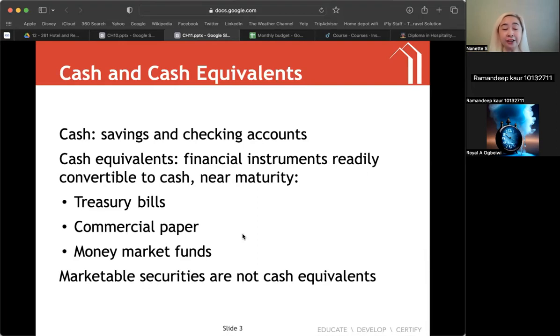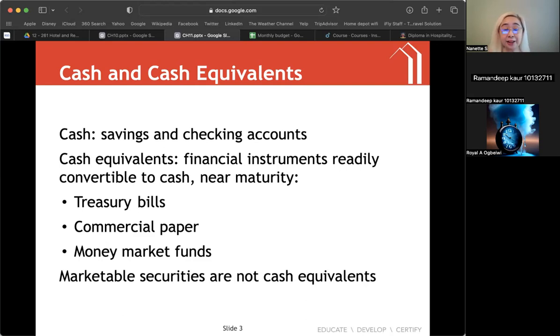So what are considered cash and what are considered equivalents of cash? Raman, can you please read? Cash: saving and checking accounts. Cash equivalents: financial instruments readily convertible to cash near maturity, treasury bills, commercial paper, money market funds. Marketable securities are not cash equivalents.